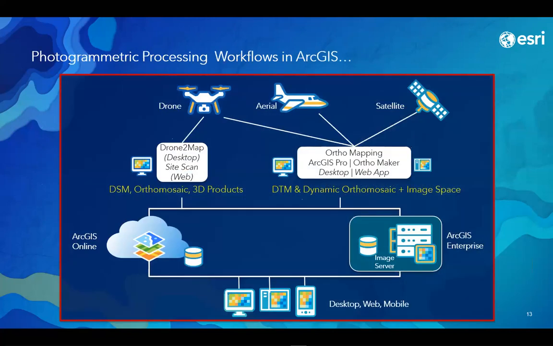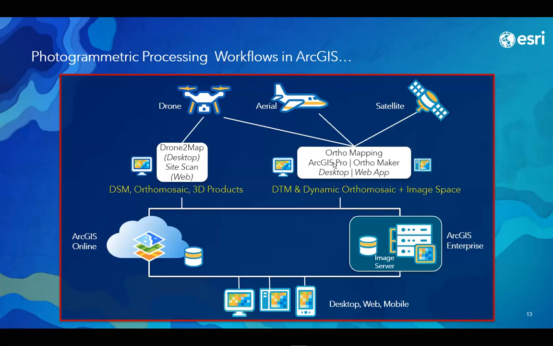So here's how the workflows are distributed in ArcGIS Pro. You have drone data, aerial data, and potentially satellite data. The drone data goes directly to Drone2Map on the desktop or to Site Scan in the web. And using those tools, you're able to extract DSMs, orthomosaics, and other 3D products. For the aerial data, again, implying a much larger mapping footprint than a drone might support, or a satellite mapping footprint, what we're recommending is that you use the ortho mapping tools in ArcGIS Pro and potentially Ortho Maker as the portal app to do the processing and the extraction of similar products in ArcGIS Pro.